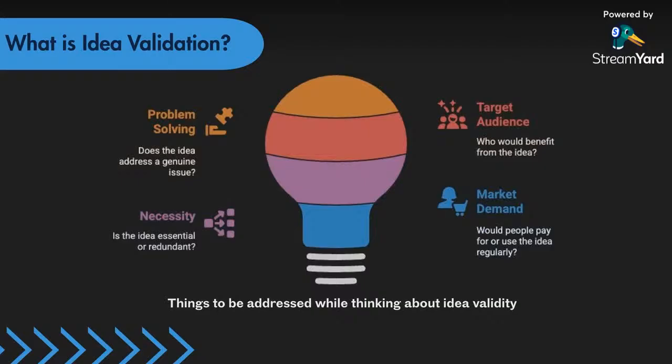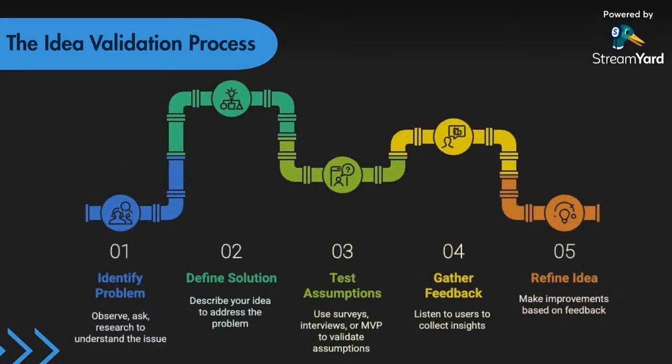So, now let's look at a more structured way of conducting idea validation. Here's a simple process you can follow. Let's start with an example of a real problem you might face. It's hard to find an empty classroom or study spot on campus, especially during exams. You might waste time wandering around hoping to find a free space. So, this is the first step, that is identifying the problem. You observe, ask, and research to understand the issue.